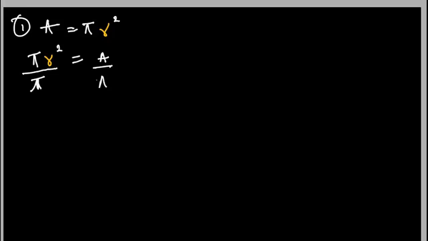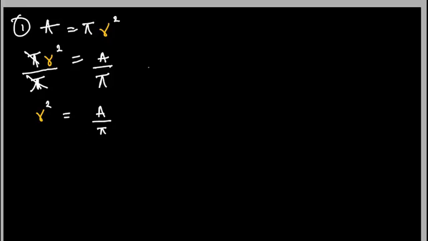I divide both sides by pi. Now pi will cancel out itself, and we have R squared left here equals A all over pi. Now how can we take out this square?